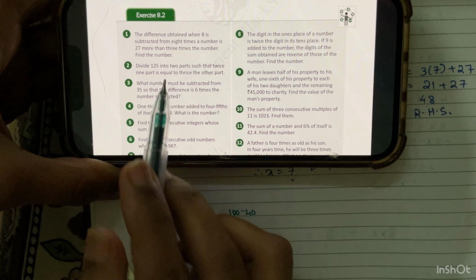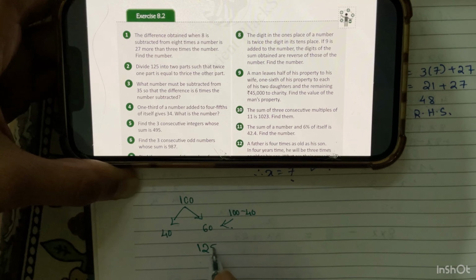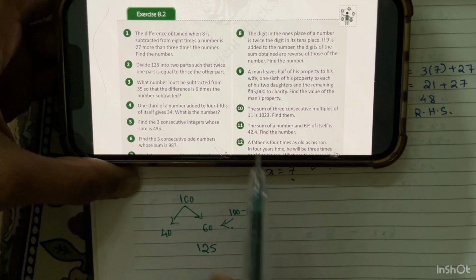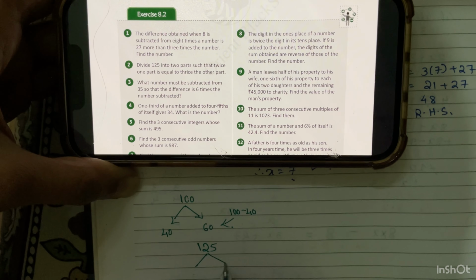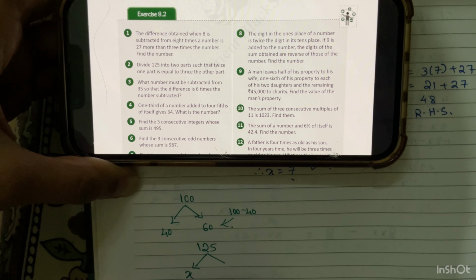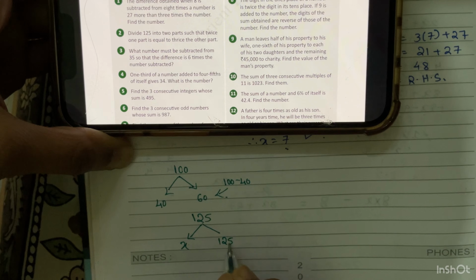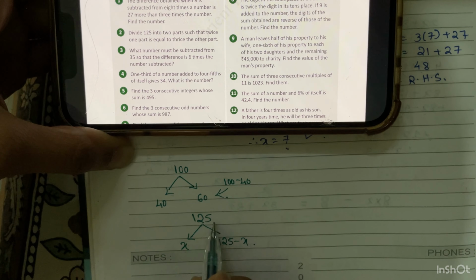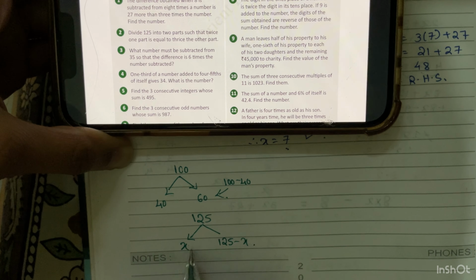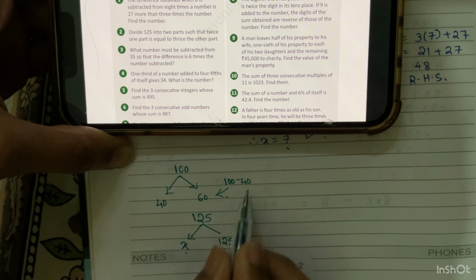Similarly, in this question I'm having 125, and I want to divide 125 into two parts. I don't know which are the two parts here. So if I consider one part as x, the other part will be 125 minus x, okay. Like 125 I'm dividing into two parts: if one part is x, the other part will be 125 minus x, okay.